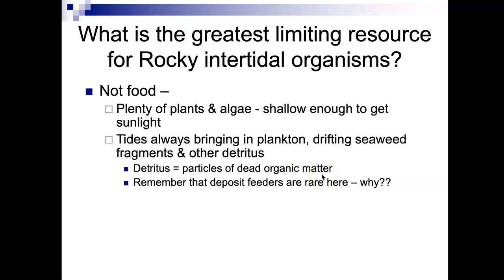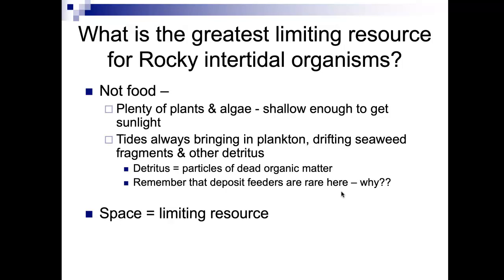Detritus is what detritus feeders are going to feed on, especially things like crabs. We'll talk about some crabs that are big detritus feeders, and they're going to feed primarily on detritus. So again, the primary producers, you've got lots of them. So food is not really a limiting factor here. Oh, and just as a reminder, deposit feeders are really rare here. Why is that? Because there's no sediment here. Our substrate's rock, so we don't have any deposits to feed on.